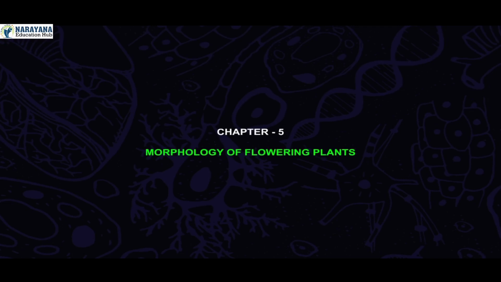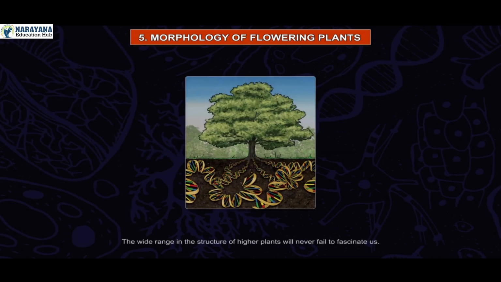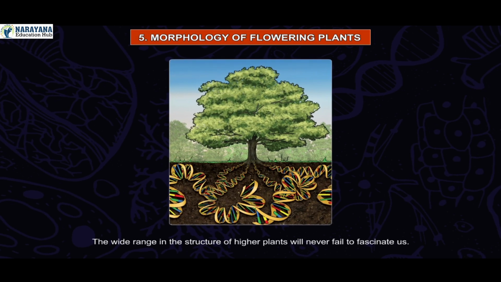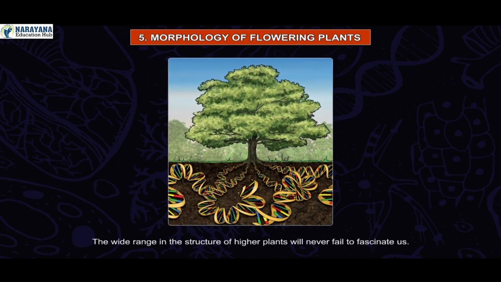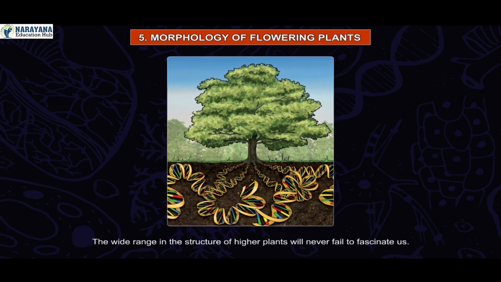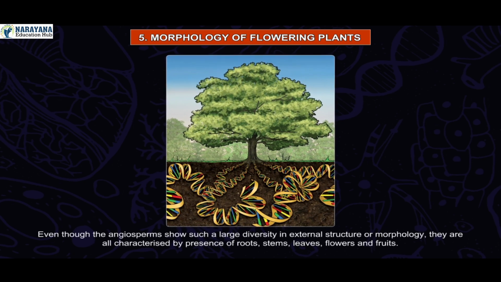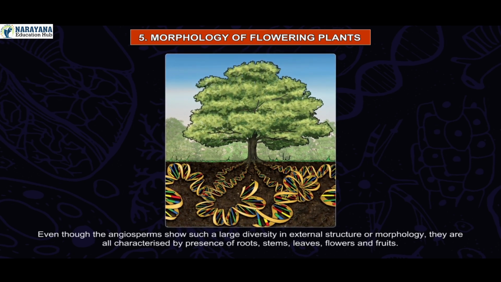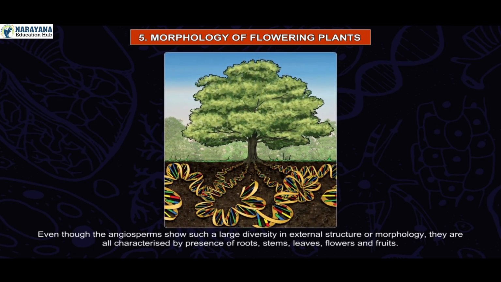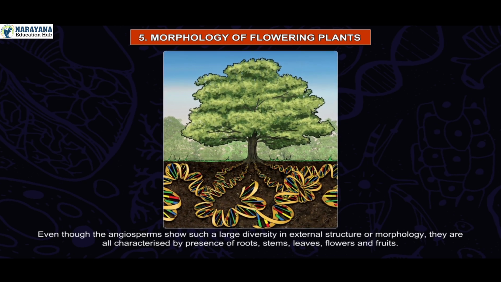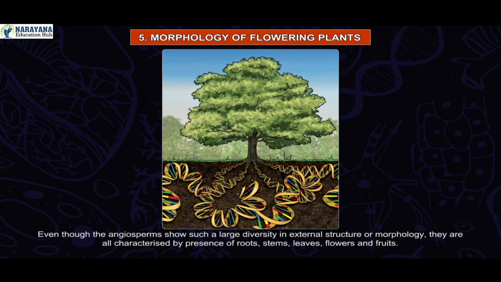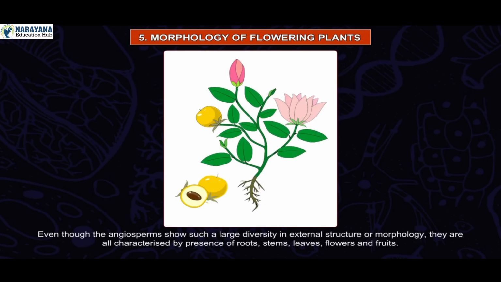Morphology of flowering plants. The wide range in the structure of higher plants will never fail to fascinate us. Even though the angiosperms show such a large diversity in external structure or morphology, they are all characterized by the presence of roots, stems, leaves, flowers and fruits.